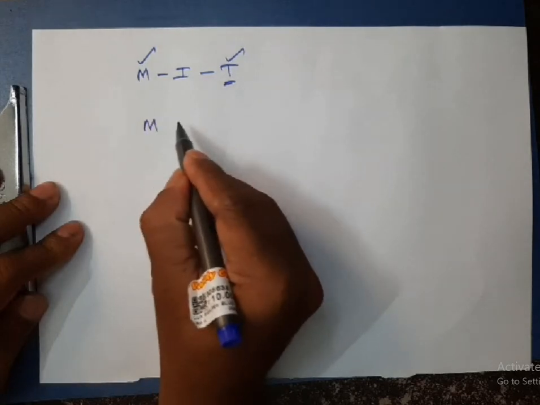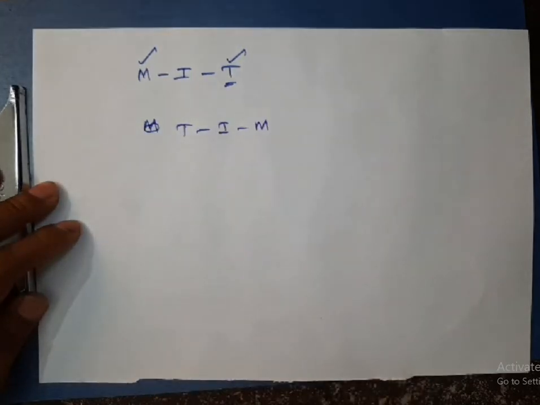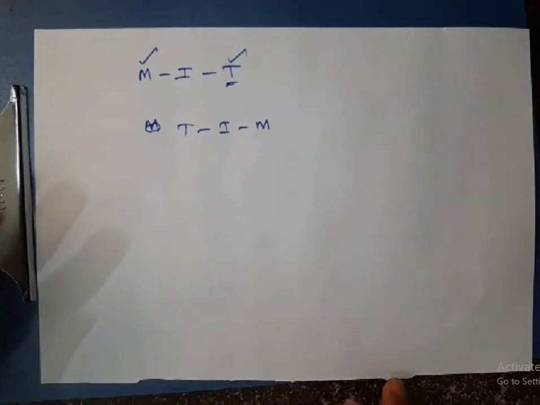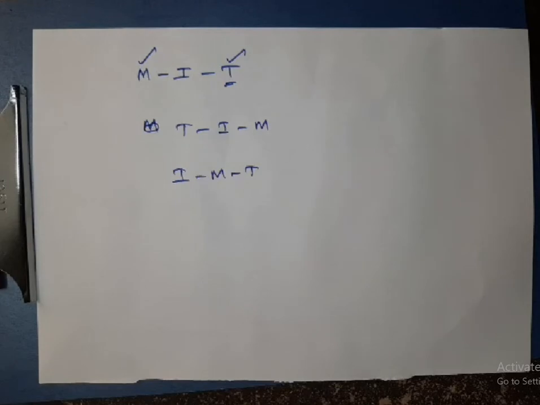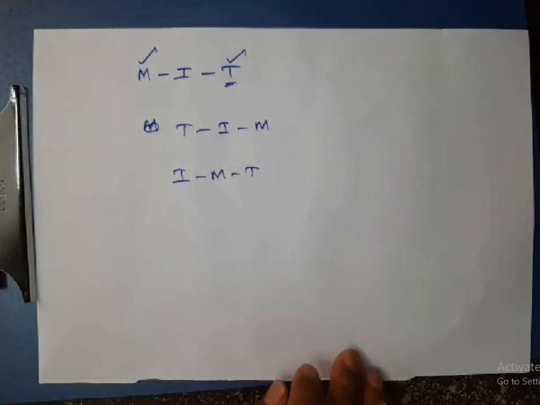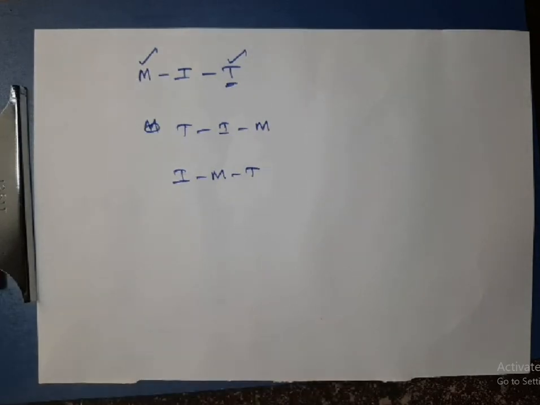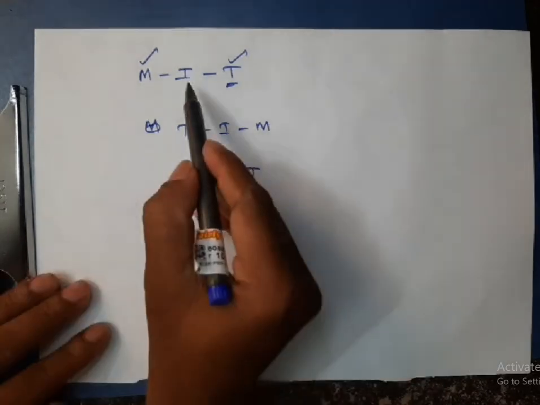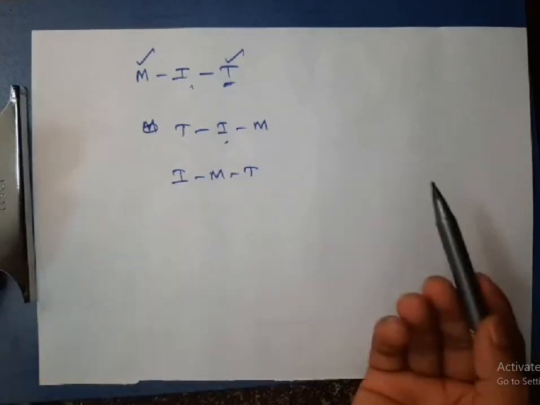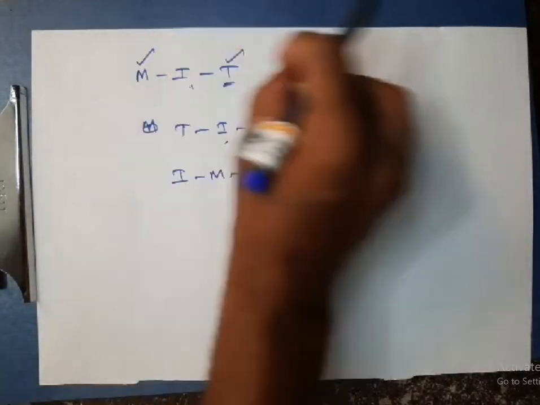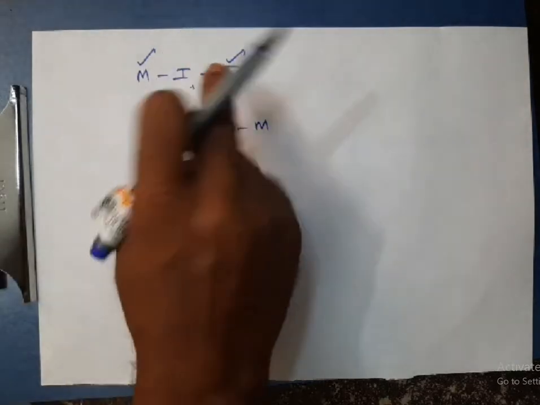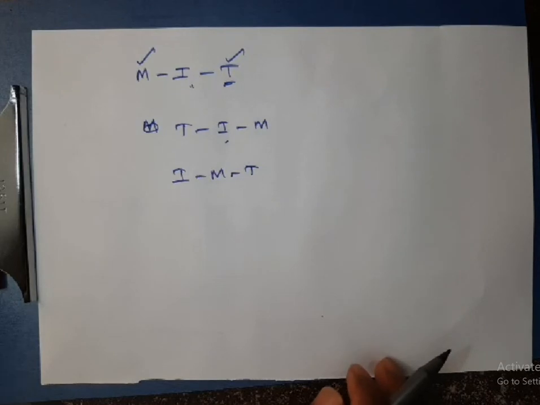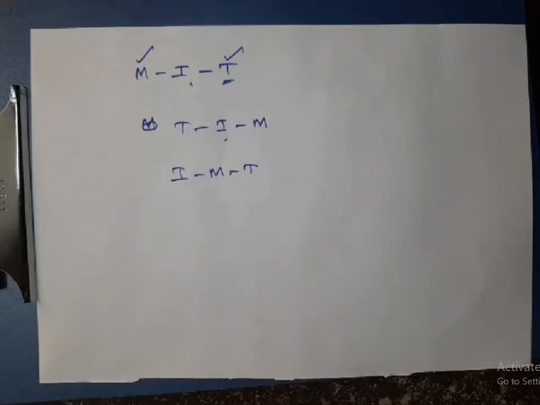Students, if I make any change in this, TIM, are the two polypeptides the same? Or IMT? Are these polypeptides the same? They are made up of the same amino acid molecules, but the order of arrangement is different. If there is any change in the order, then that peptide becomes a different peptide. So this is one different tripeptide, this is a different tripeptide, this is another different tripeptide. So the sequence in which the amino acid molecules are present decides the function. If there is any change in the sequence, then the function will change. So the primary structure of protein tells you about the sequence in which the amino acid molecules are arranged.